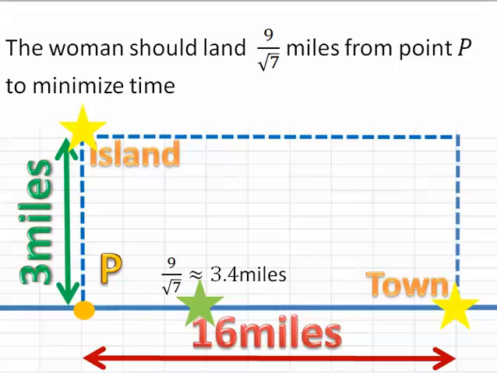So the woman should land 9 divided by square root of 7 miles from point P if she wants to minimize time. That would be about 3.4 miles from point P.